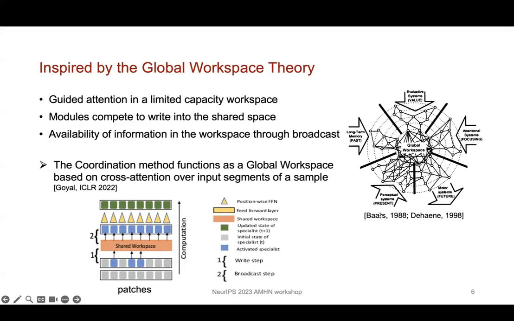An exemplary approach for implementing the global workspace is the coordination method, wherein cross attention is employed to selectively activate the patches from the input sample. This method comprises two steps, the writing step and the broadcast step, both intricately based on cross attention mechanisms. And our approach tries to improve this architecture by implementing associative memory and a more efficient global workspace.